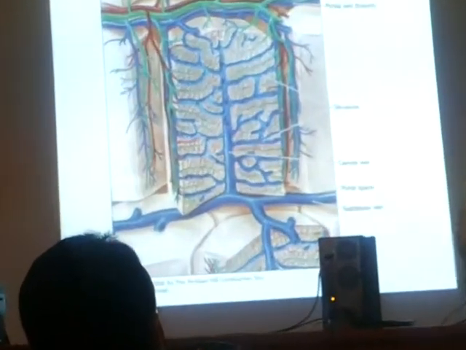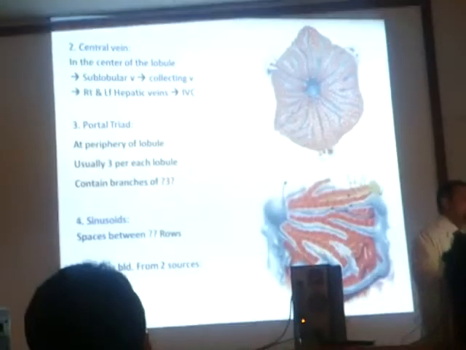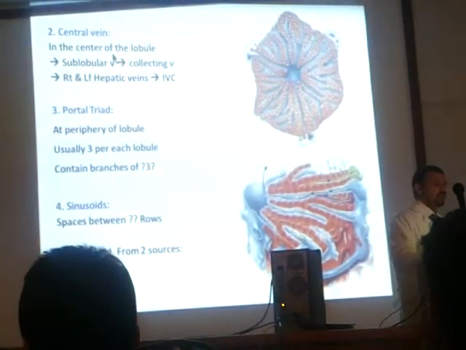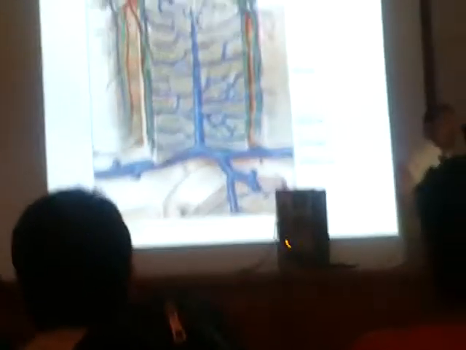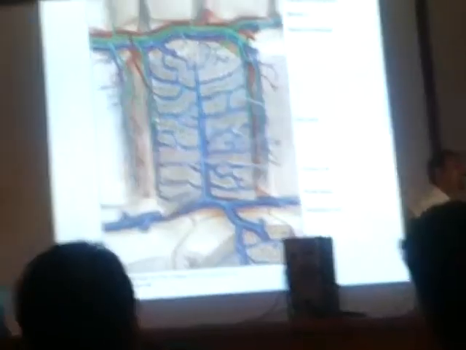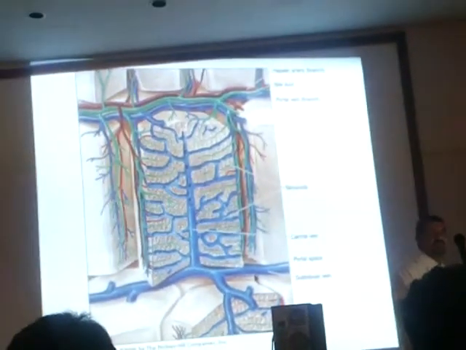The center of the lobule. This vein we usually refer to as the central vein of the lobule. So in the center of the lobule there will be a central vein. This vein will take blood all the way down to the inferior aspect of the lobule, into what we call the sublobular vein.